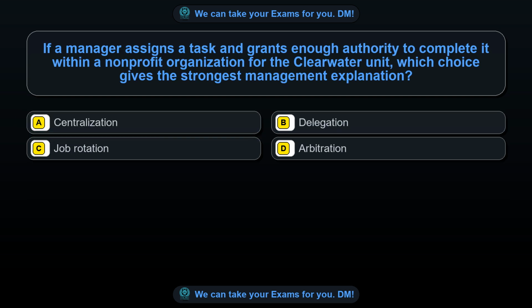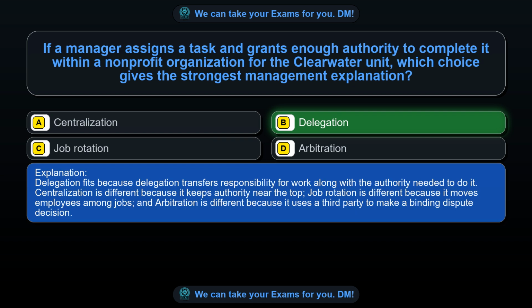Question 62. If a manager assigns a task and grants enough authority to complete it within a nonprofit organization for the Clearwater unit, which choice gives the strongest management explanation? Option A, centralization. Option B, delegation. Option C, job rotation. Option D, arbitration. The correct answer is option B, delegation.